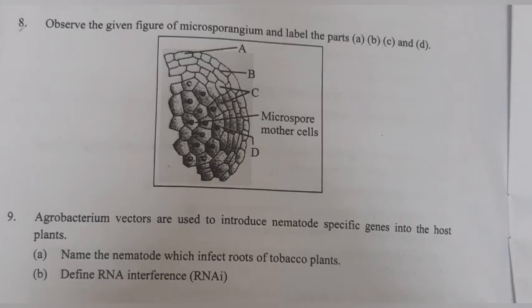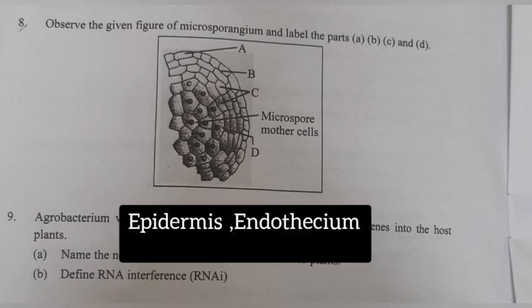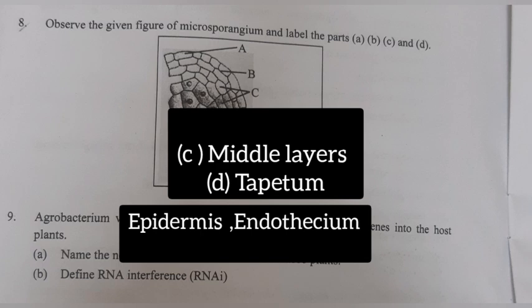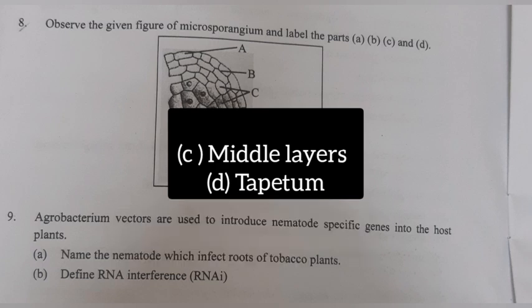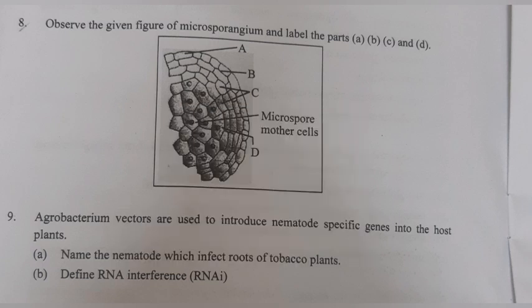8. Observe the given figure of microsporangium and label the parts A, B, C and D. Answer A. Epidermis. B. Endothecium. C. Middle layer. D. Tapetum.